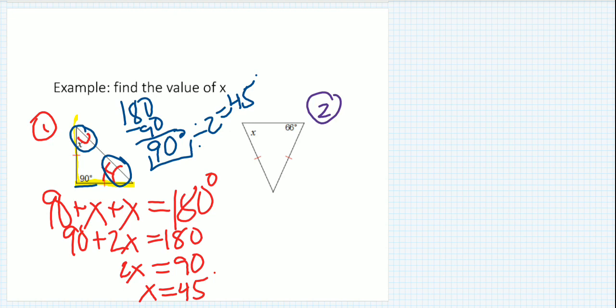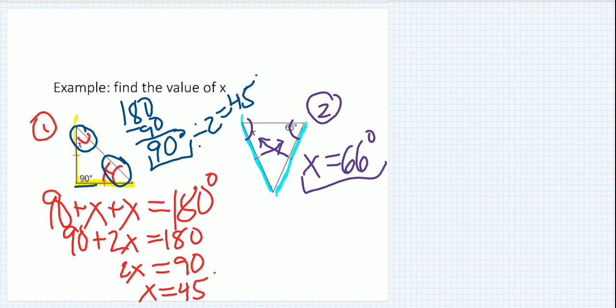For number 2, we do the same thing as before. This side is congruent to this side just based off of the tick marks. So I can draw my congruent angles based off of the sides. This angle is congruent to that angle. If you notice, x is already there, so x is congruent to the angle there. So it'll be 66 degrees. That one's a little bit easier, but a pretty straightforward method. We can go ahead and move on to a little bit more difficult problems.